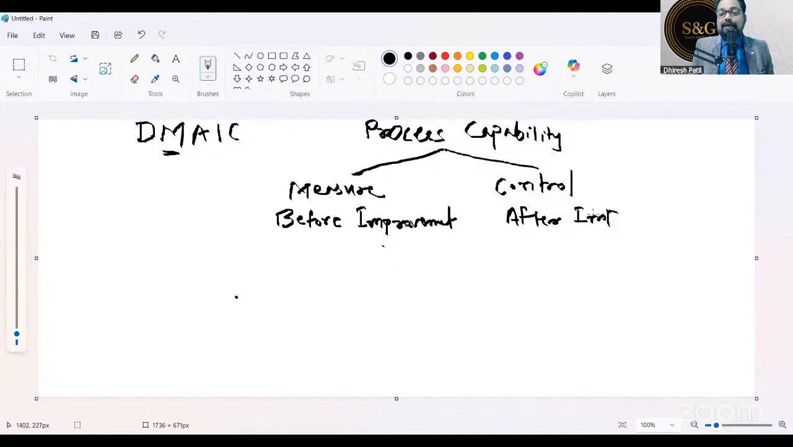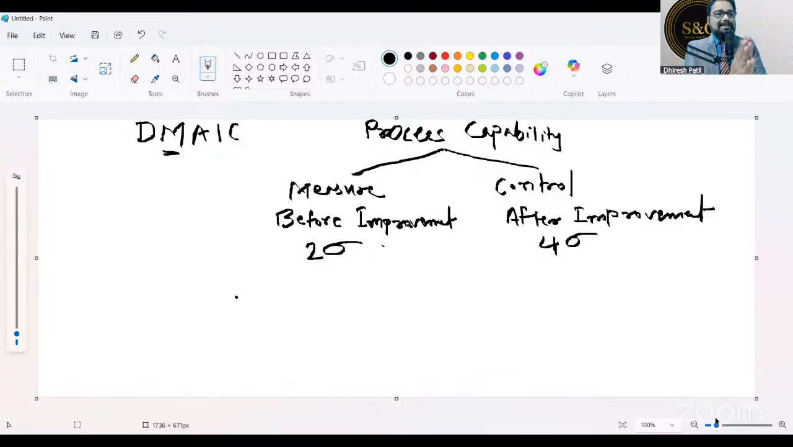And we should expect some result here. Let's say, for example, if my process capability in the Measure phase is 2 sigma, my process capability after the Improve phase, I'm expecting, will be 4 sigma. Are you understanding this? Just type yes in the chat box. So when we say 6 sigma, that number 6 denotes process capability. Are you clear with this?